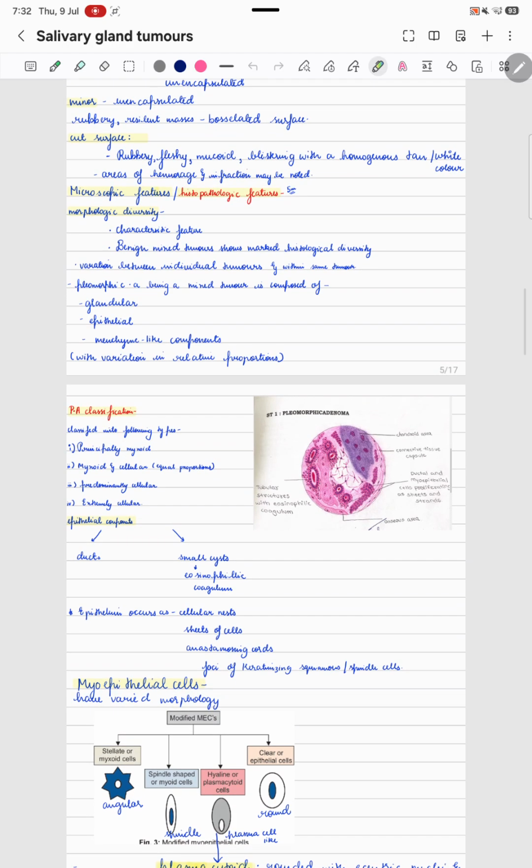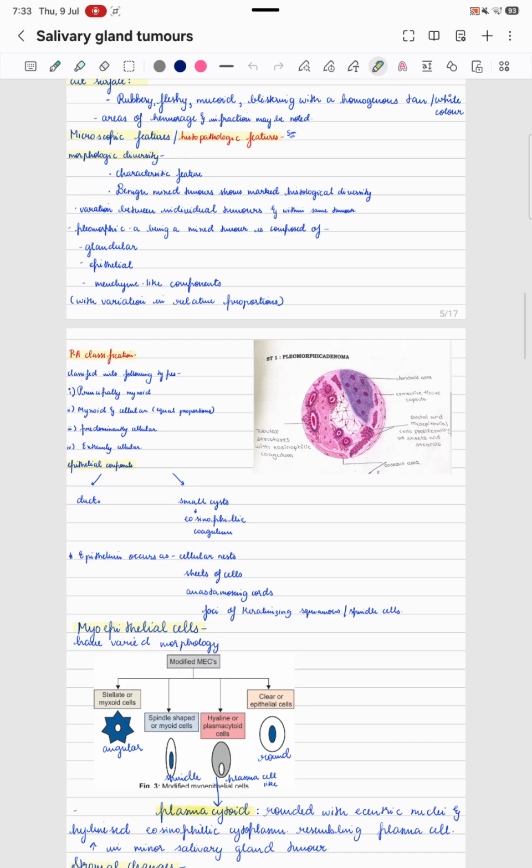So the histological feature is morphological diversity. It is a benign mixed tumor and it shows variation between individual tumors. If you compare a parotid tumor with other types of tumors, it will not be similar. If you compare one parotid pleomorphic adenoma with another parotid pleomorphic adenoma, those two also will not be similar. What I'm trying to say is, it is not similar to the same kind and it is not similar to different kinds as well.